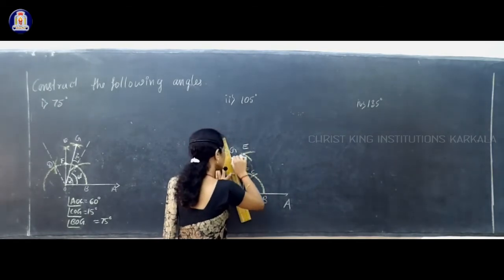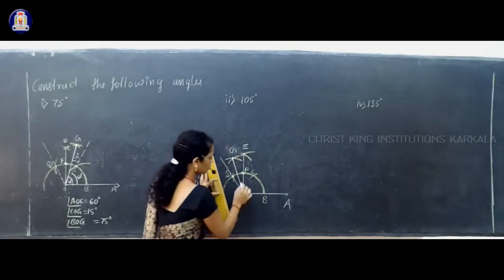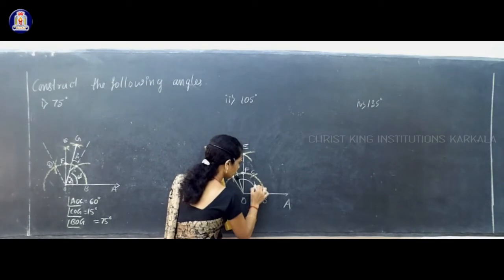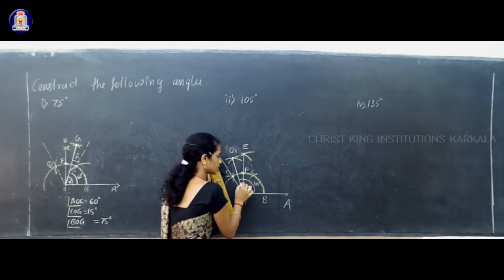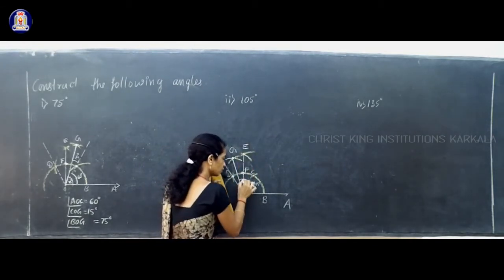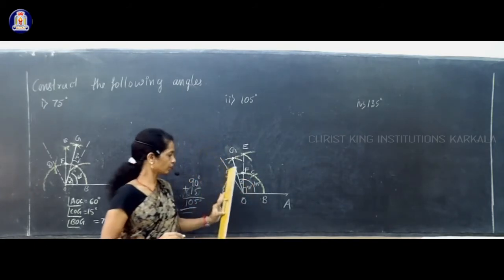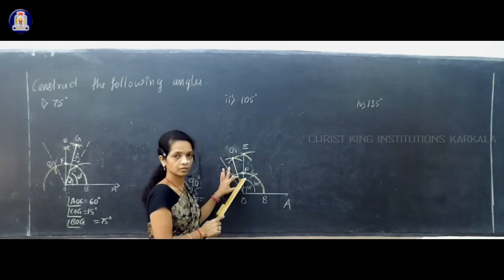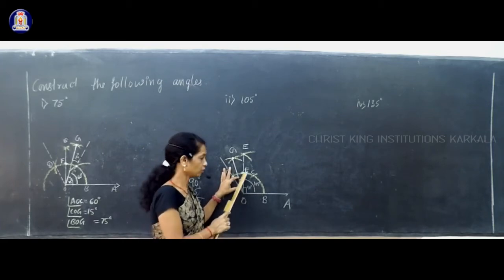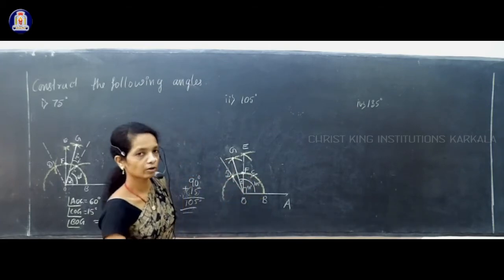Now this OG line, how much degree does it make? This makes 105. 90 degree, and here now you have 30 degree. We constructed the angle bisector of 30 degree. How much degree does that give you? That gives you 15 degree on both sides of this line. So this 90 degree plus now this 15 degree together gives you 105 degree.